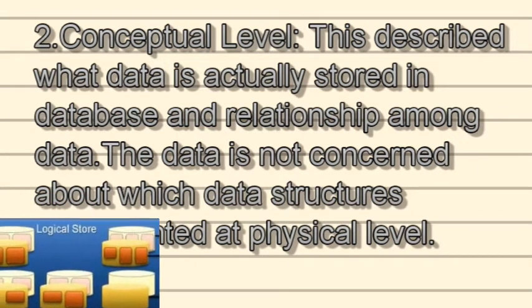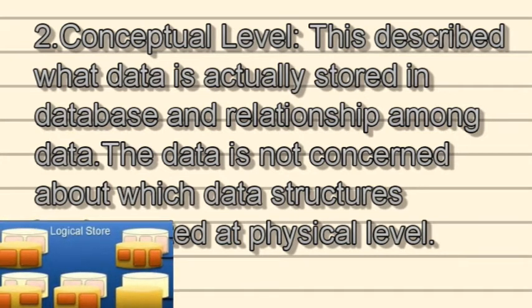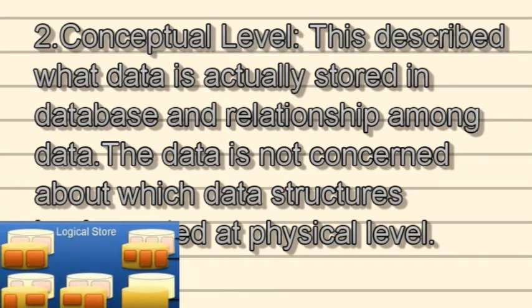Basically, in the conceptual level, what data is actually stored? Whenever I'm talking about some data, the conceptual level will check what kind of data is stored and what the relationship among everything is, like which rows have a relationship with which columns and which things have a relationship with any other thing. So at this level, the database is described logically in terms of simple data structures, and that is known as the conceptual level.